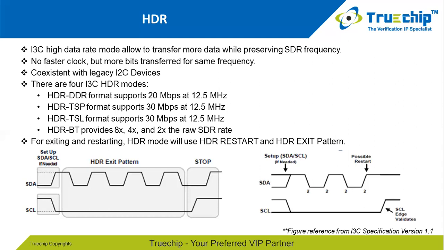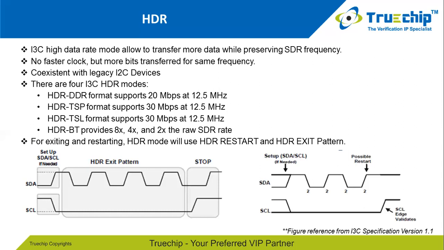For exiting and restarting, HDR mode uses the HDR restart and HDR exit patterns. As you can see, this is the HDR exit pattern, which starts with SDA high, SCL low. It is detected when SDA falls from high to low 4 times continuously, while SCL remains low the whole time. After detecting the exit pattern, the master generates the stop.